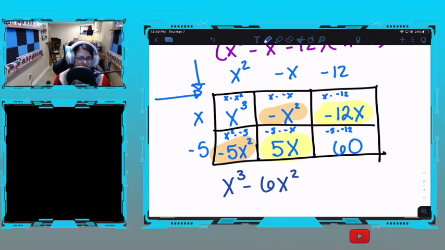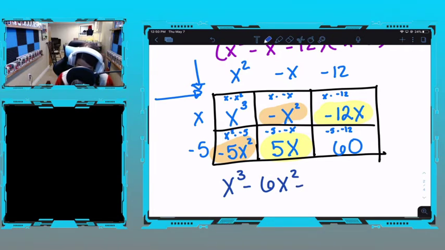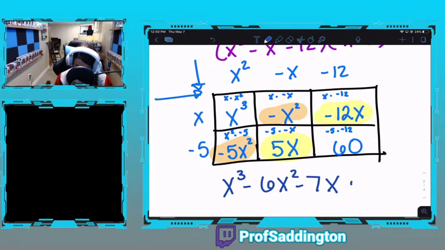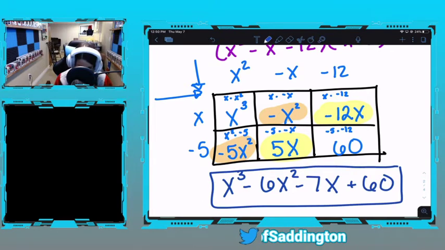Negative 12x and positive 5x. There it is, minus 7x. And then we drop down my plus 60. Cool. All right.